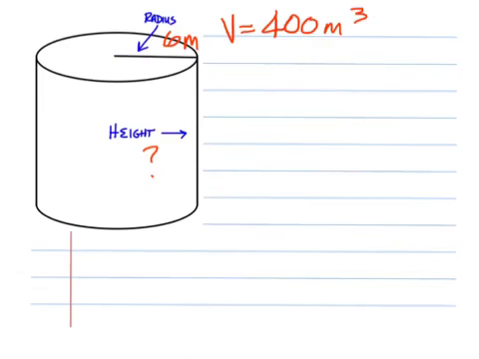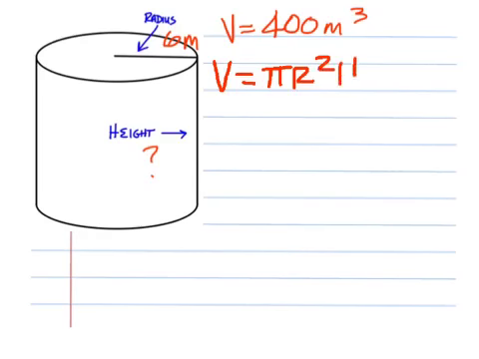In this problem, you have a cylinder where the radius is 6, but you don't know the height. The volume is 400 meters cubed. The 400 came from being given to you in the problem. That's the most frequently asked question: where did the 400 come from? It's part of the problem. It's given to you.